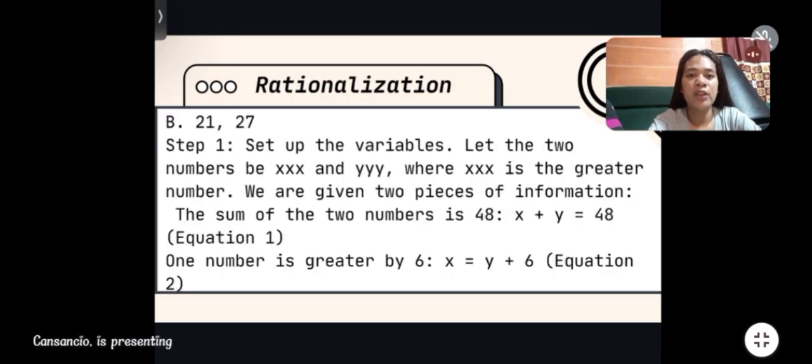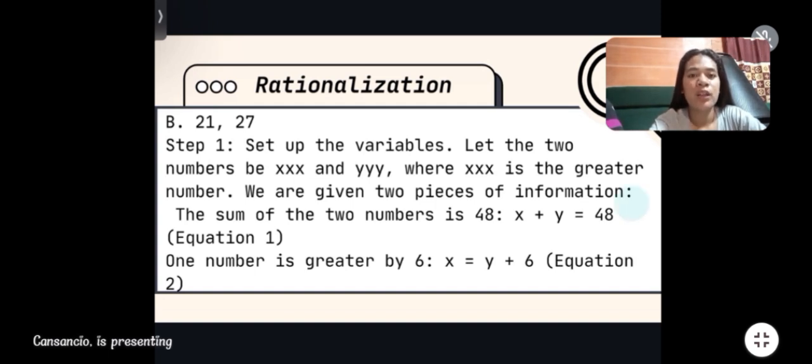21 and 27. So, step 1 is to set up the variables. Let the two numbers be x and y, where x is the greater number. We are given two pieces of information. The sum of the two numbers is 48. x + y = 48. This is equation 1. Equation 2 says one number is greater by 6. So x = y + 6. That is equation 2.